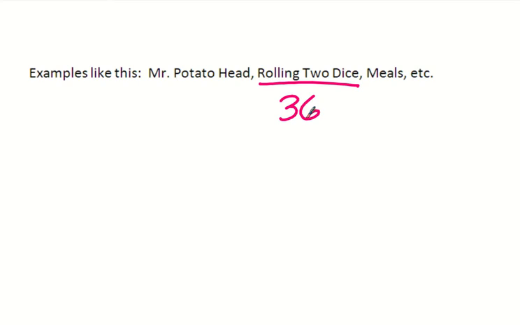I mean, it makes sense because you could literally do it: you could have a 1 and a 1, 1 and a 2, 1 and that doesn't look like a 2. Was that my fault or the board's fault?